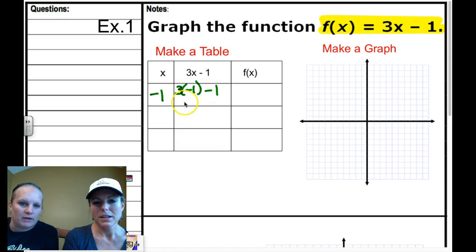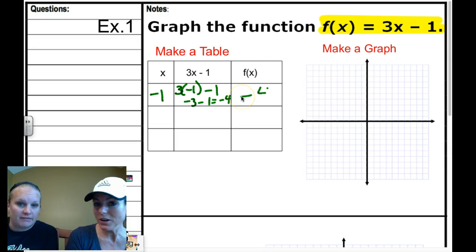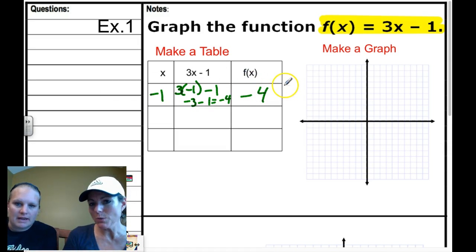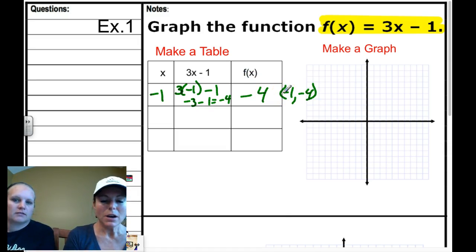3 times -1 gives me -3, minus 1, and that's going to be -4. That's our output, our answer. We just generated a point. Maybe next to that you want to write the point, -1, -4.